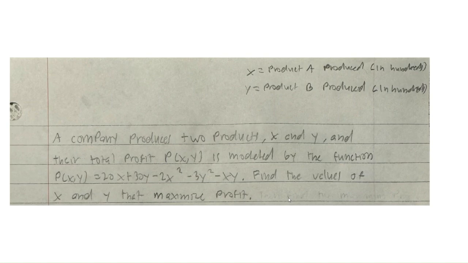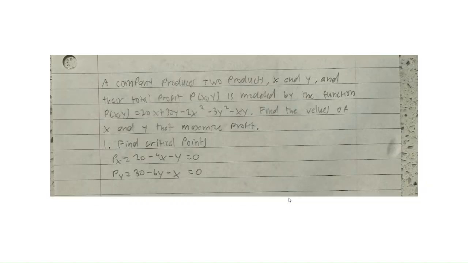So in order to solve this problem, we have to find the critical points. And to find the critical points, we have to find our first partials for X and Y, which is exactly what we do here. So our first partial for X is 20 minus 4x minus y. And for our first partial for y, we have 30 minus 6y minus x.